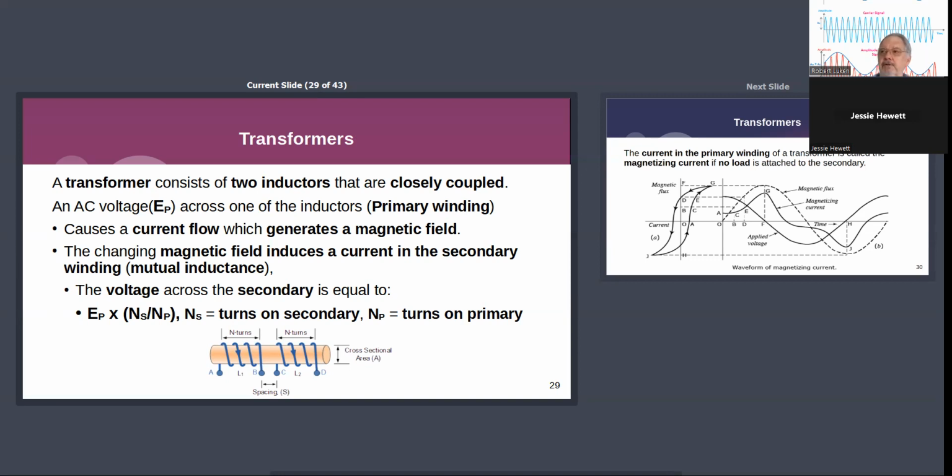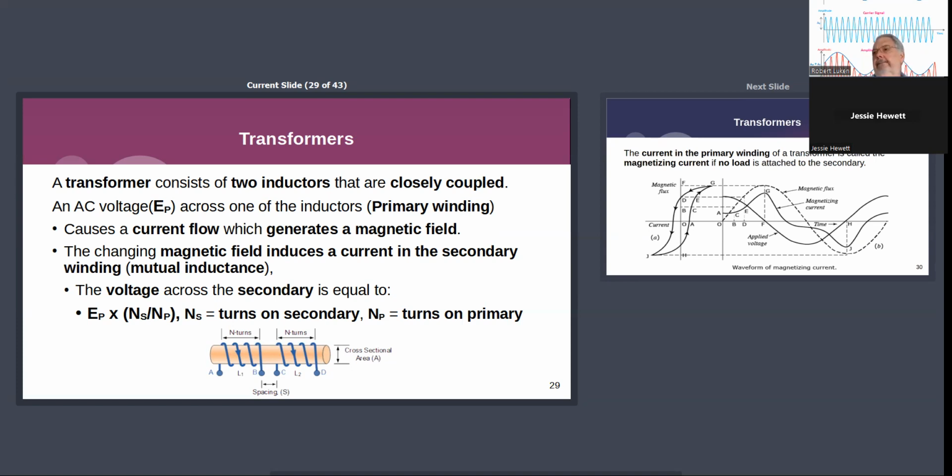The turns ratio is going to tell you the voltage increase or decrease across the transformer. In other words, if they have the same number of turns on the primary and secondary, it's like a 1-to-1. If you put 12 volts in AC, you get 12 volts out, minus some core loss, but they don't talk about that.